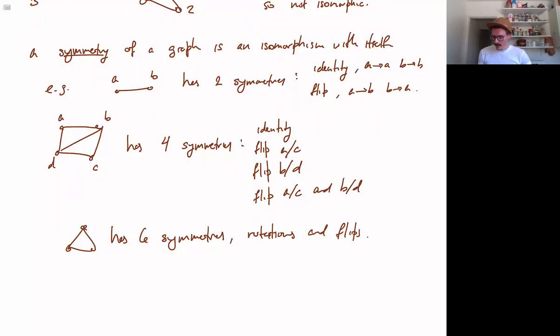So a surprisingly hard exercise. Or at least I found it so. You may have a different experience. Can you write down a graph with exactly 3 symmetries?